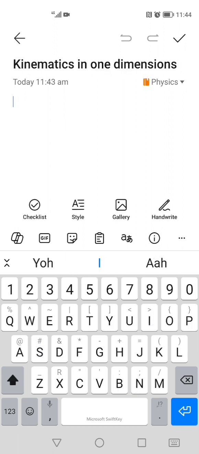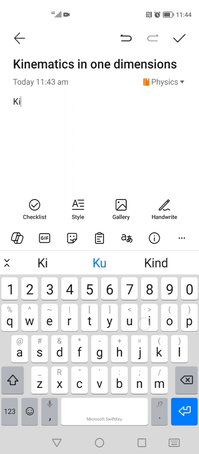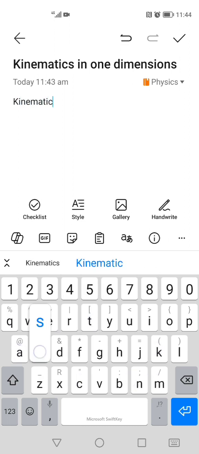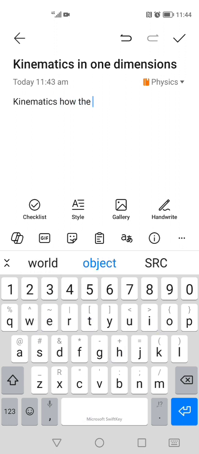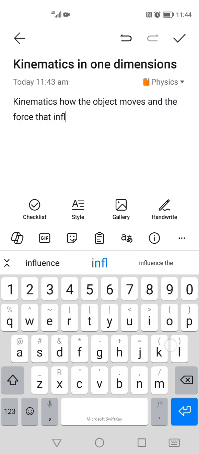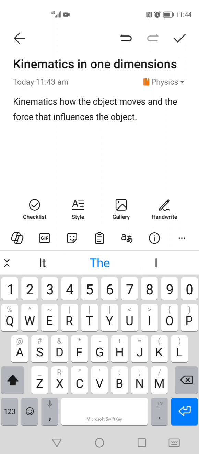So when we are talking about kinematics, we are focusing on how the object moves and the force that influences the object. So this topic is very broad. So we are going to start by defining the concepts that we have.